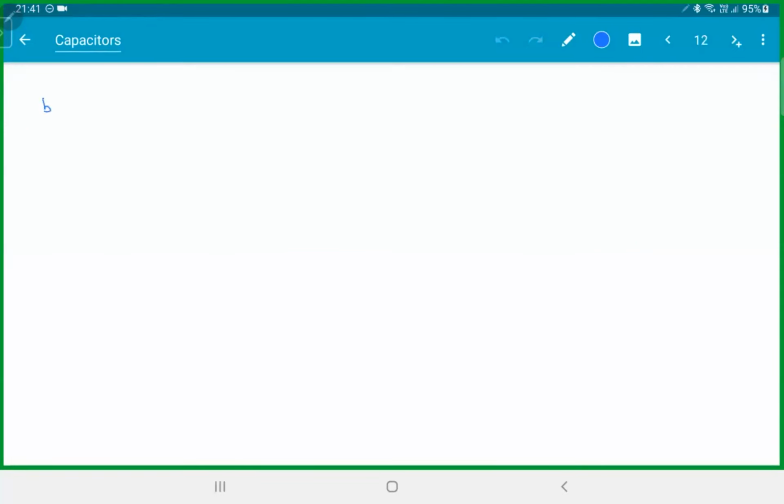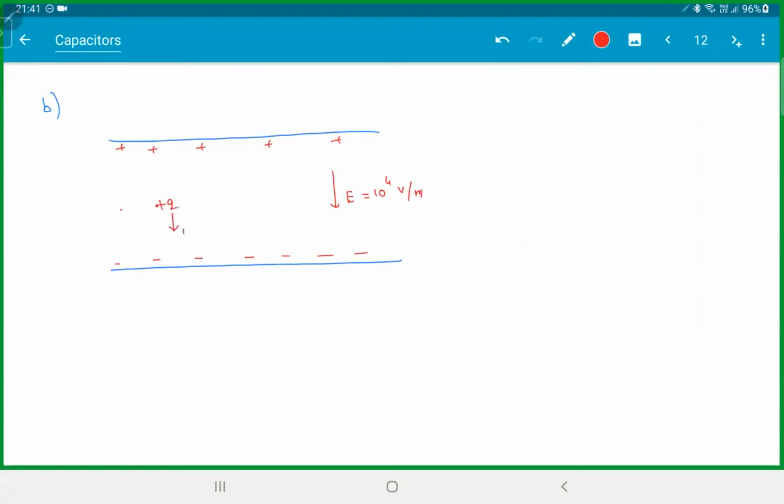Then the second question. So you took two plates here. This plate is positive because you connected the positive terminal, and this is your negative. So the field between the plates is E, which we calculated 10⁴ volt per meter. So when you take the charge Q here, the force acting on this is EQ is equal to MA. So we get acceleration is equal to EQ by M.